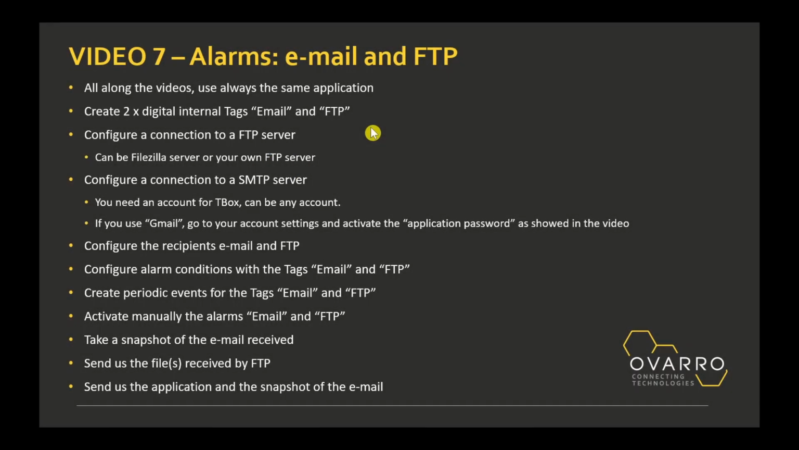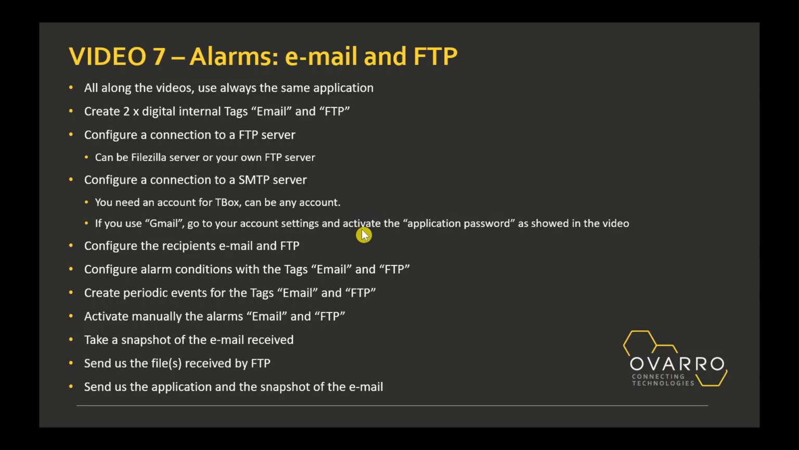The question for this video, so as usual, use always the same application. Create 2 digital internal tags, email and FTP, which will be our alarm condition. Configure a connection to an FTP server. It can be FileZilla or your own FTP server. Configure a connection to an SMTP server. For that, you need an email account. It can be any account.